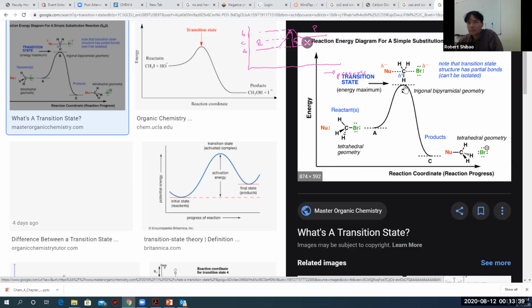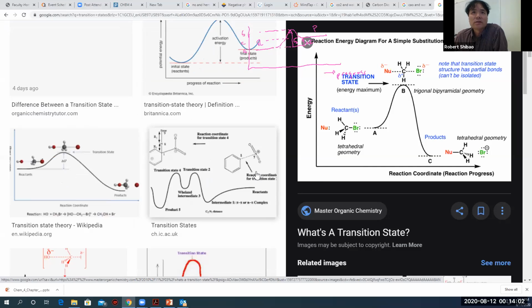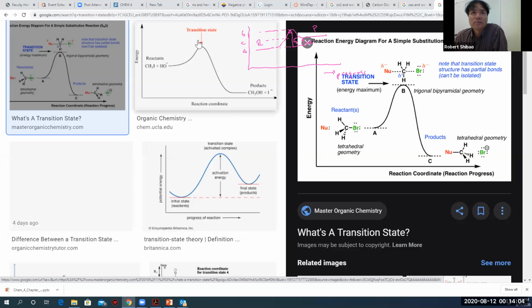It's right at the top, at the peak here. We can isolate the reactants, of course. We can isolate the products, but we aren't going to be able to isolate this transition state. We can use Spartan to make this transition state and then study what we expect its properties to be, but it's unstable. It's either going to fall backwards to the reactant or forward to the product. The transition state occurs right at the peak of the hump.